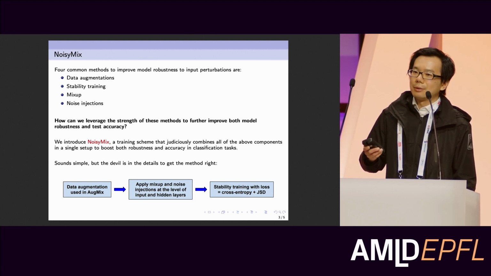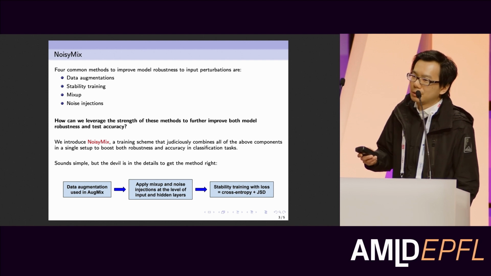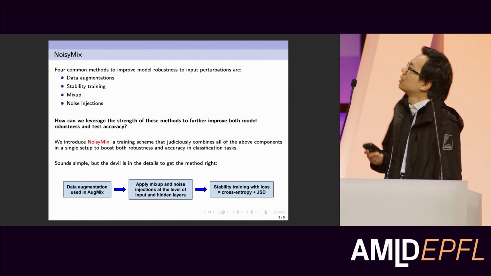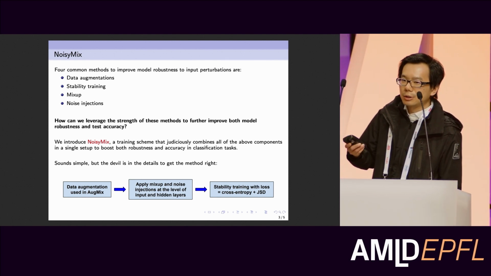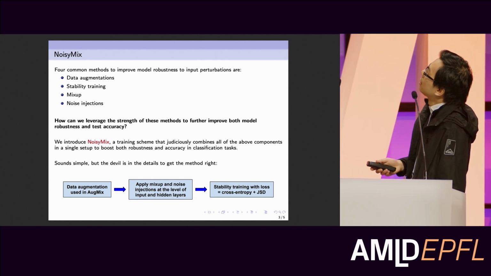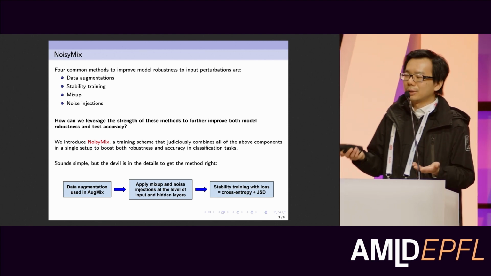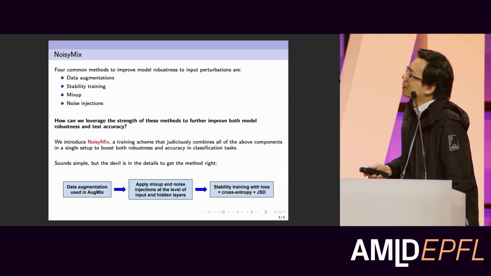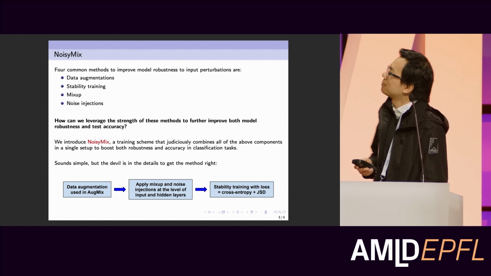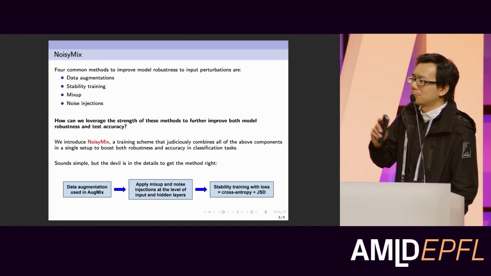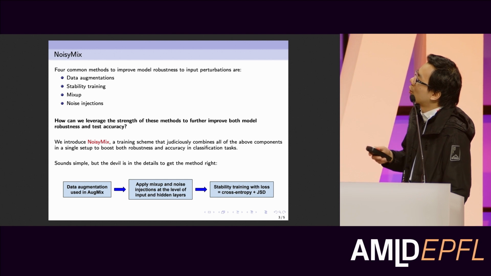NoisyMix is a method that effectively leverages the advantages of all these four methods in a single setup to boost the robustness of the model. In our case, we're interested in deep neural networks. It sounds simple, right? You just combine four ingredients together, you get one new method. But the thing is, it's not as easy when it comes to implementation. You do need to exercise a bit of care when you combine these methods.